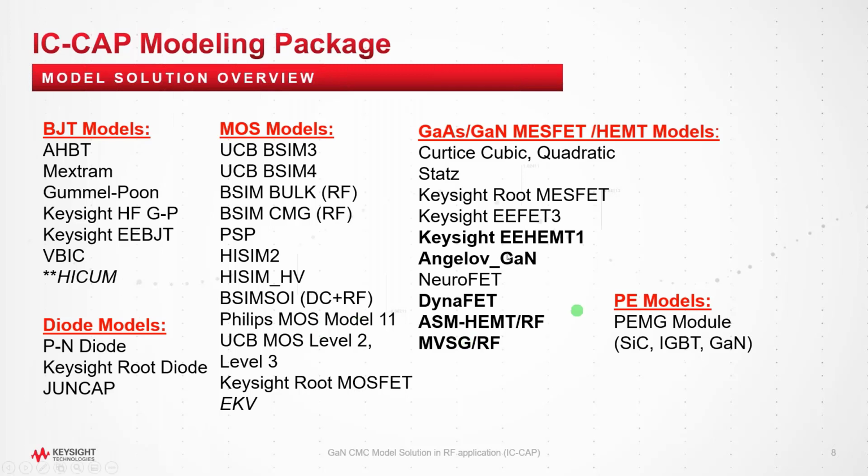The ones that we're going to highlight today, I'll go ahead and use my pointer here, are the bold black ones. So we're going to compare EEHEMT, the Angelov GaN versus Dynafet, which we'll talk about a little bit more, and then the main stars today is what Abby's going to go more in depth on, which is the CMC physics-based standard models, ASM HEMT, which is a surface potential model, and the MVSG, which is a charge-based model. And we're not going to have time to cover it today, but certainly the similar flow can be used for power devices.